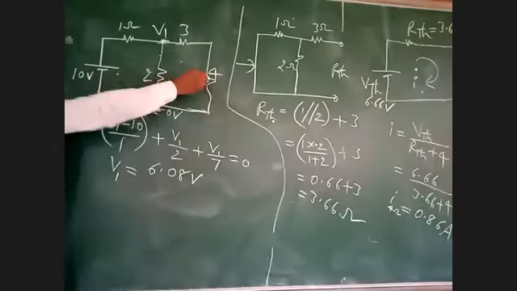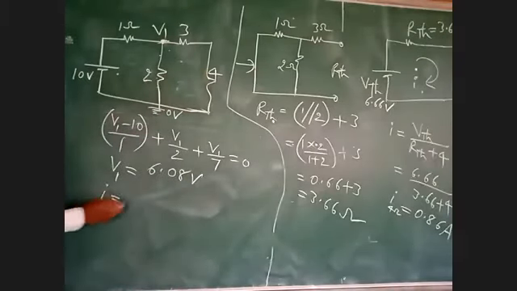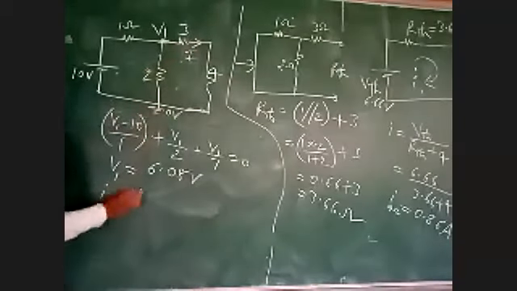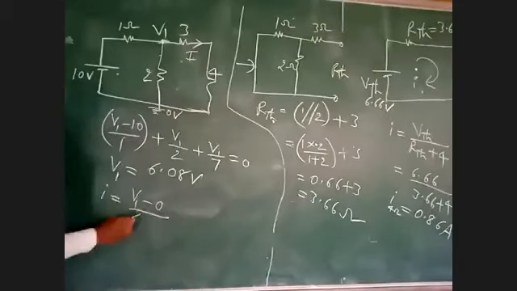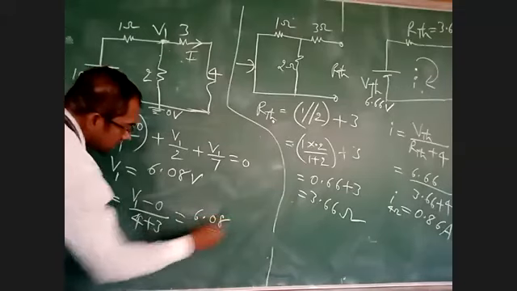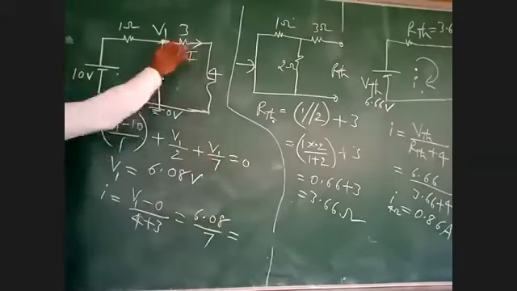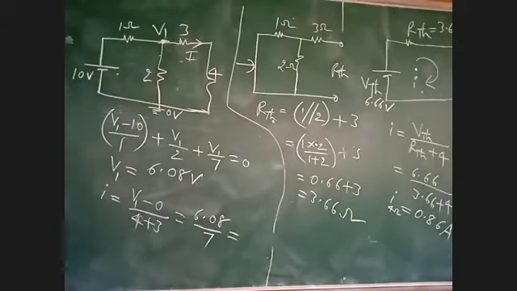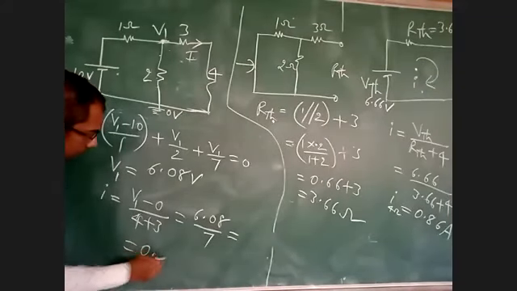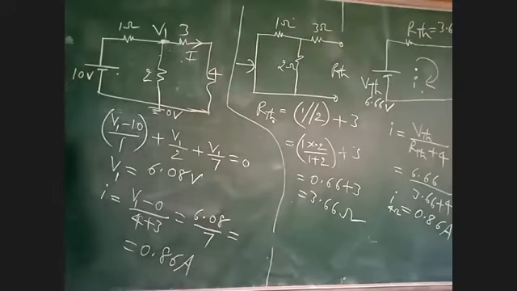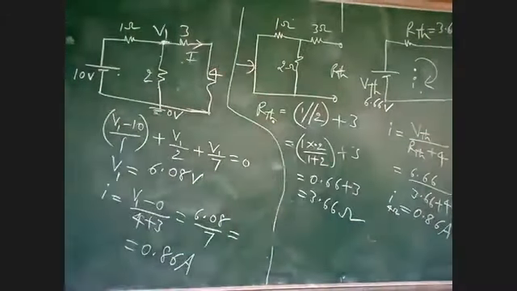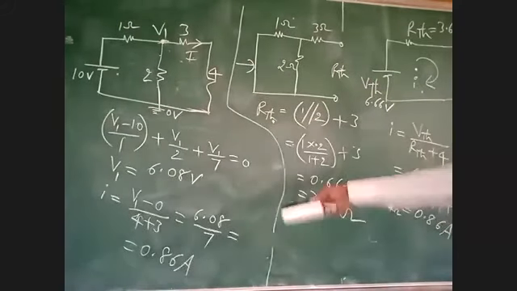Now I want the current in 4 ohms. That is (V1 minus 0) by (4 plus 3), that is 6.08 by 7. 4 and 3 are in series, so that is the total resistance. You have to get this value. In the theorem, whatever you have got, the same answer you have to get there.